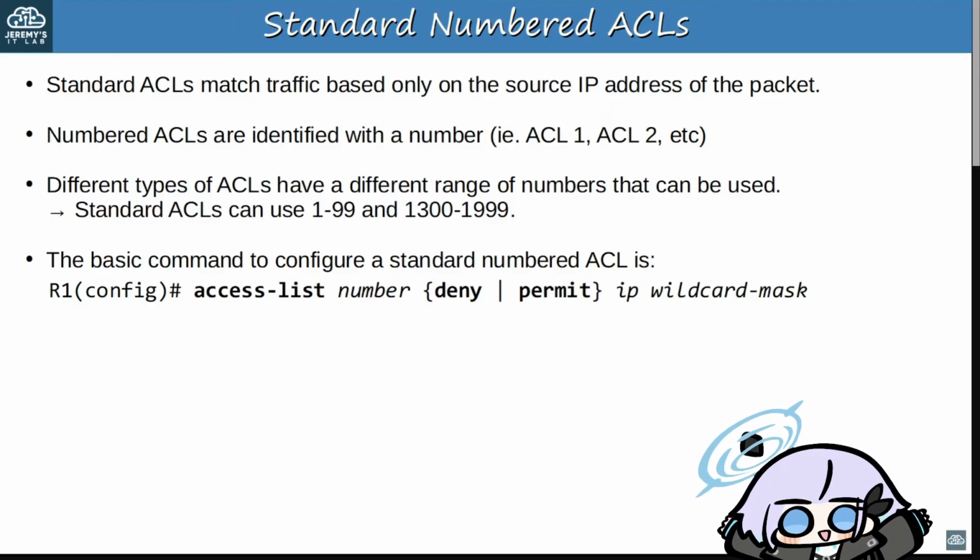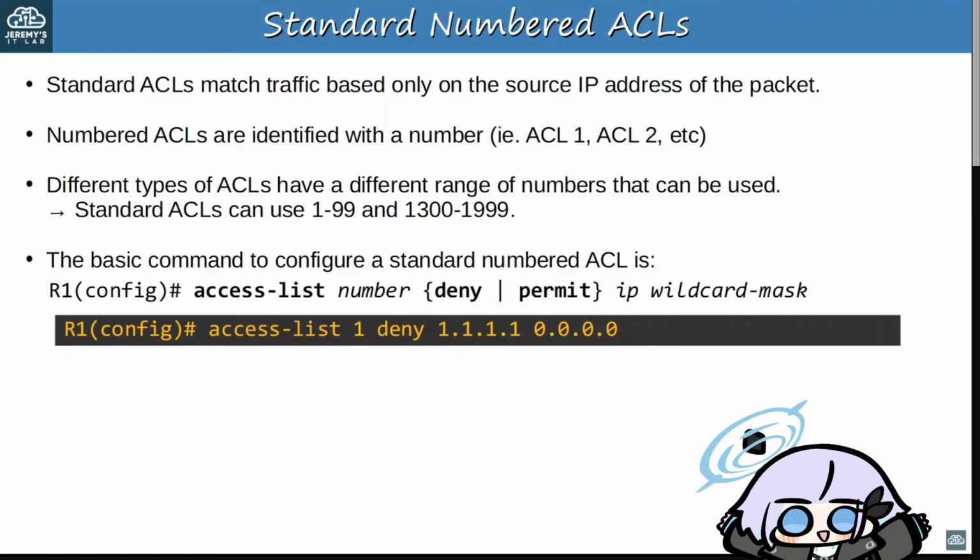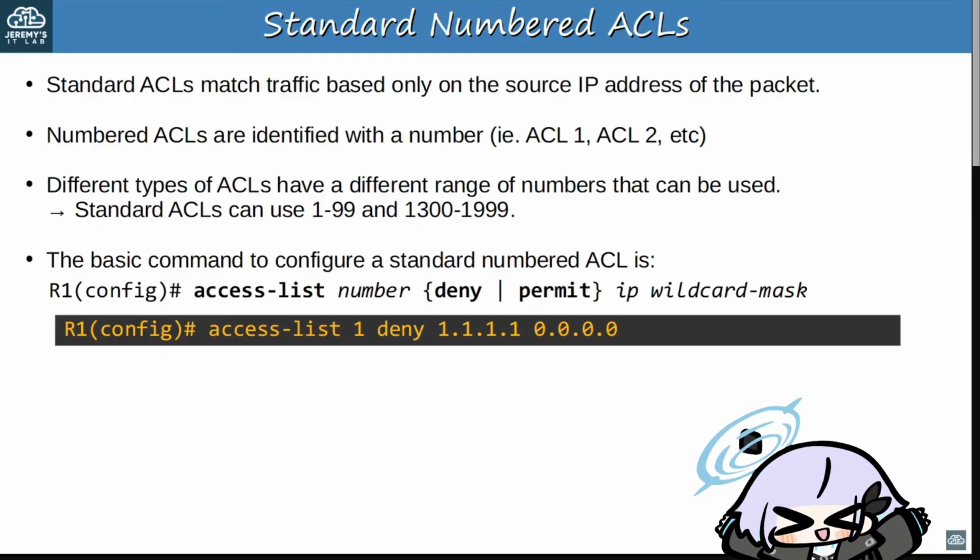Here are some examples. Access list 1 deny 1.1.1.1 0.0.0.0. Wait, that's almost everything though. This denies 1.1.1.1/32, just 1.1.1.1, a single host. Wildcard mask, sorry, not subnet.